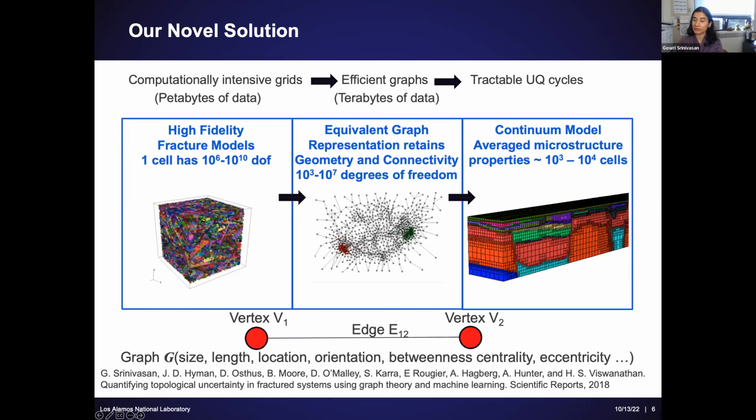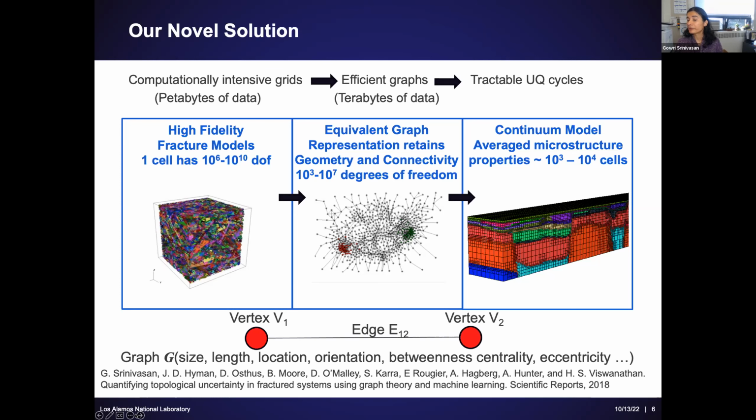inherit properties on this graph for the vertices and for the edges. We can inherit geometric properties, like what is the size of the fracture, what's the aperture, what's the diameter of a fracture, what's the length of a fracture, and what is the location and the orientation of that fracture. And the connectivity, so some kind of topological information. And we can also inherit properties like permeability, et cetera, on these vertices and these edges.